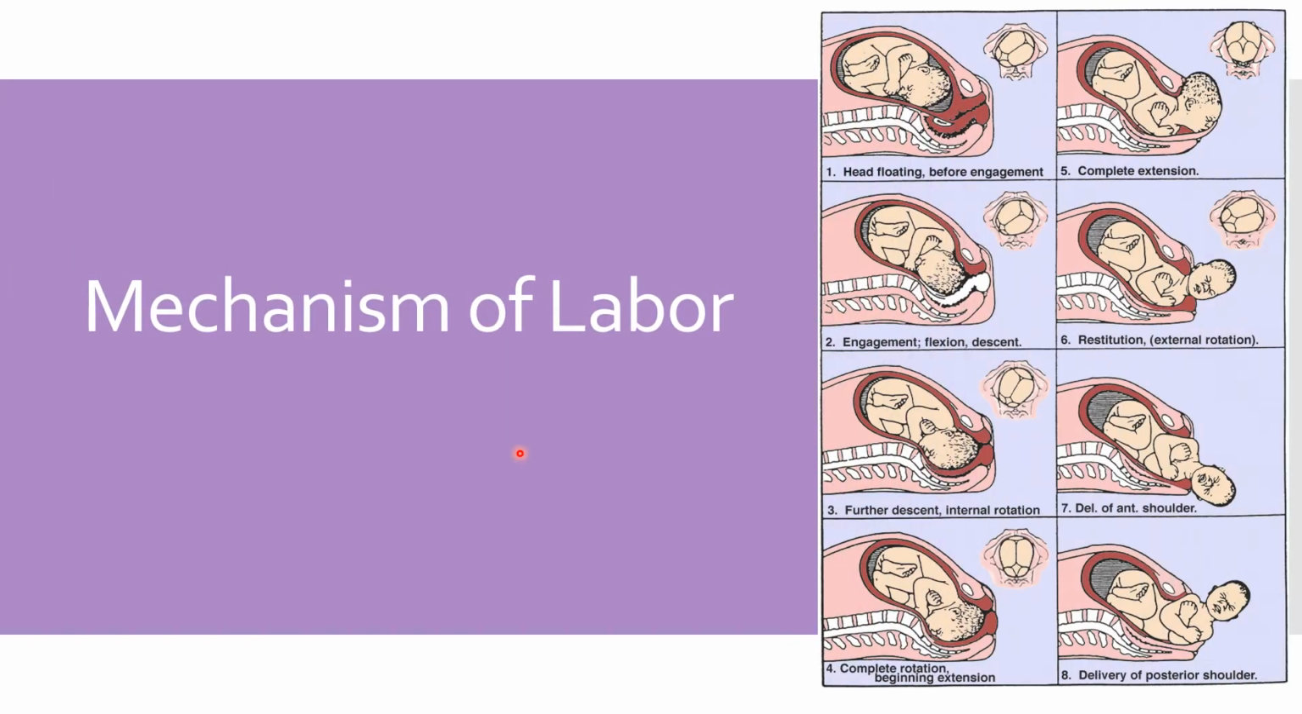So next is the mechanism of labor. In the mechanism of labor, these are the steps we will be discussing in detail. I have pasted this image because the first image shows engagement. Here the head is not engaged. In this image the head is floating before engagement. Engagement happens for a primary mother 2 weeks before the expected date of delivery.